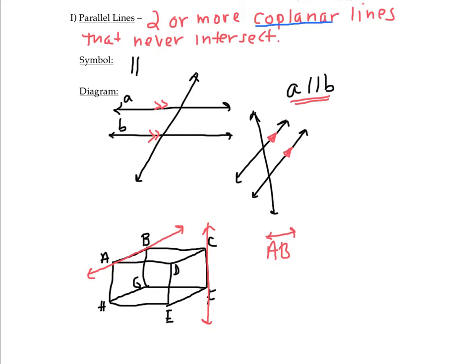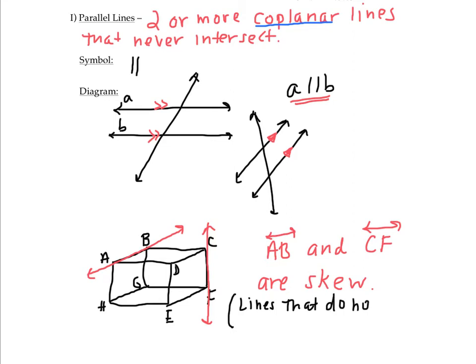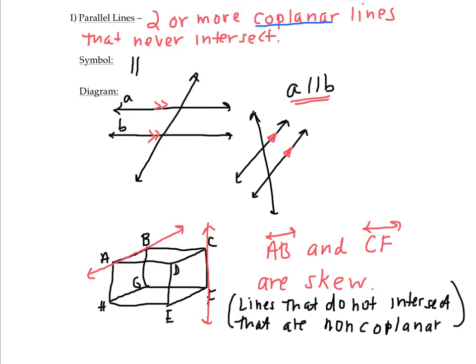So what we say instead is that line AB and line CF are skew lines. It's S-K-E-W. So they are lines that are non-coplanar that do not intersect. So again, the definition of skew: lines that do not intersect that are non-coplanar. So we can't call them parallel just because they don't intersect. We have to call them skew because they are not in the same plane.